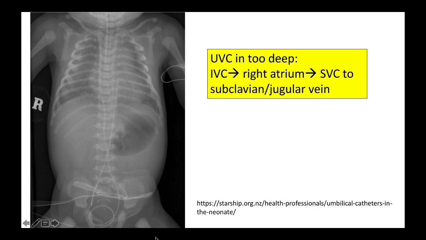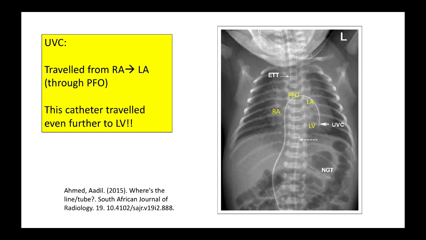Another misplaced UVC, and this one is pretty impressive. This is not something that you often see. It looks like the catheter has gone up through the right atrium and come out through the superior vena cava and then carried on going to the confluence of the jugular and subclavian veins. Obviously, way too deep and needs to be pulled back significantly.